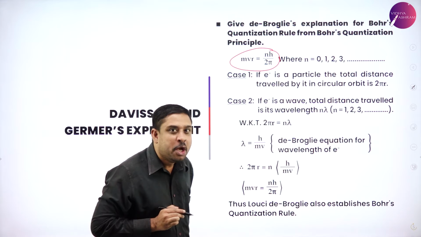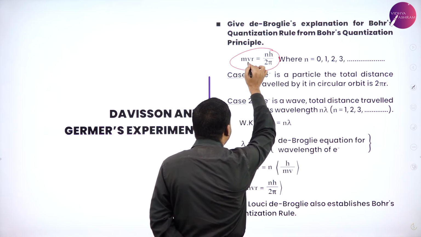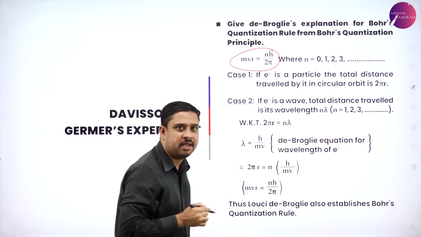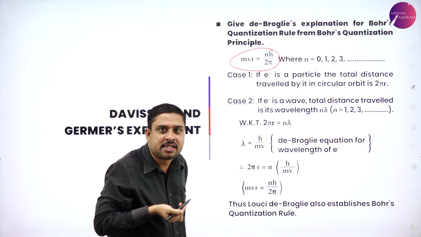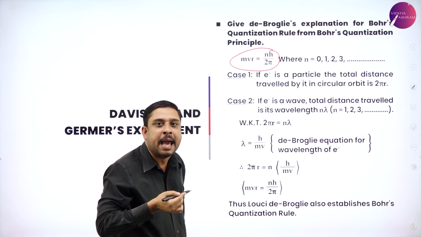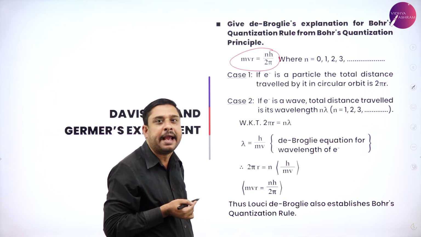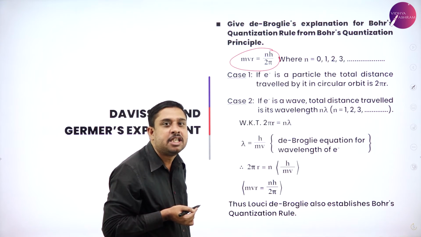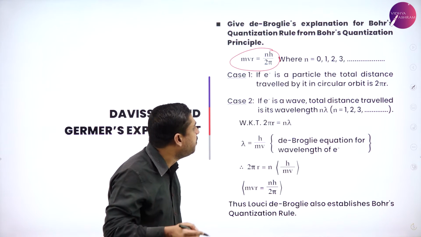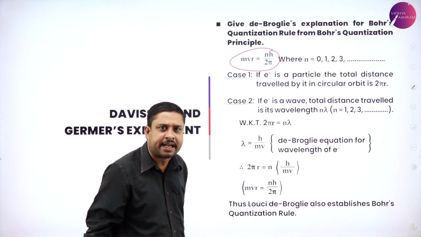What did we write, children? What does Bohr's principle say? mvr equals nh by 2pi. Very clearly you have understood this when we did our atoms. mvr is nh by 2pi. Quantization of angular momentum in a stationary orbit, where n is the orbit number 1, 2, 3, etc.